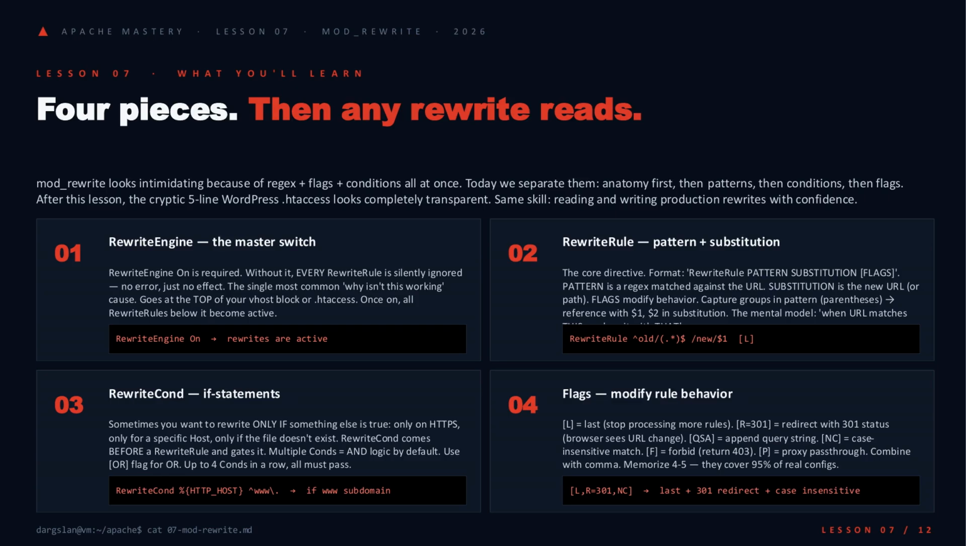So here's the roadmap. We start with RewriteEngine, the master switch that, if you forget it, silently kills every rule below with no error message at all. Then RewriteRule, the workhorse, pattern in, substitution out. Then RewriteCond, your if statements that gate a rule on things like the host or whether a file exists. And finally, flags, small bracketed modifiers like L, R=301, or NC that change how a rule behaves. 4 pieces. That's the whole language.